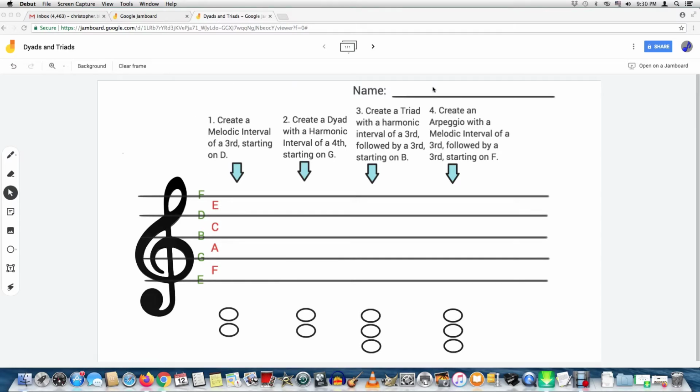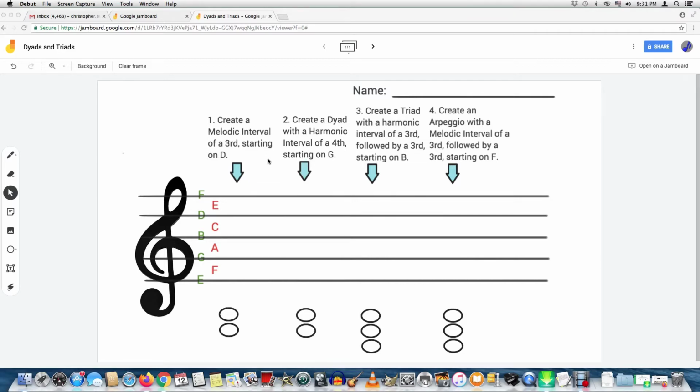After you put your name on top, you can start with number 1. Number 1 asks you to create a melodic interval of a third starting on D. Now, first of all, we need to remember what the word interval means. In music, an interval is an amount of space between two notes. So there's large intervals that are wide, meaning there's lots of space in between, and then there's smaller intervals that are not as wide, narrower intervals, where there's less space in between. And in general, we're going to be working with narrower intervals in this assignment, okay?